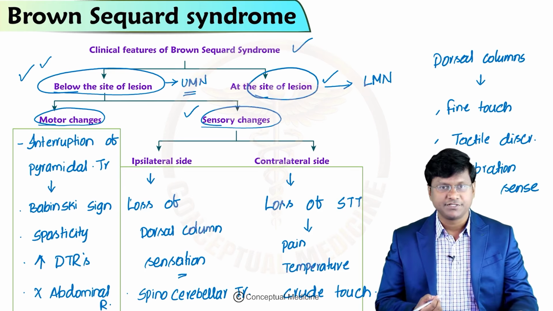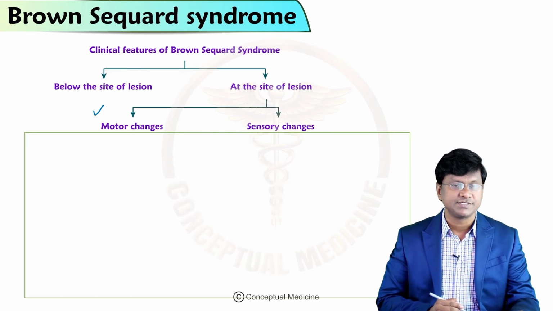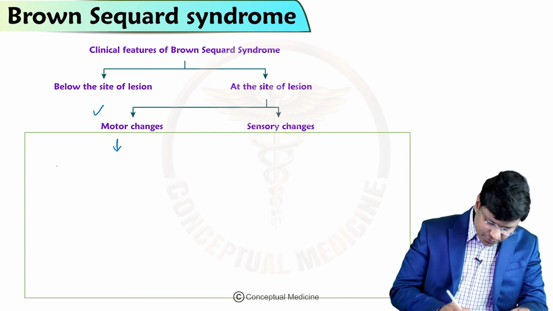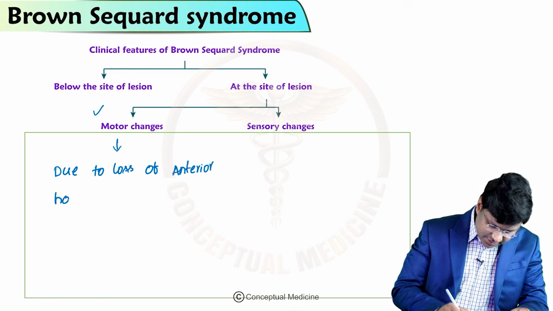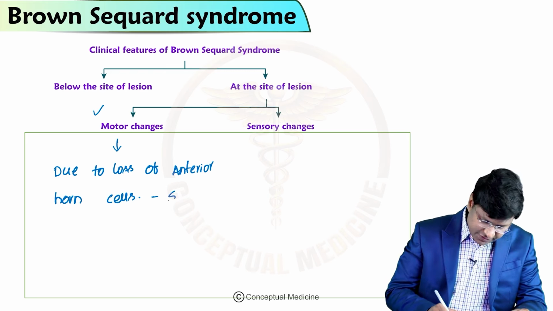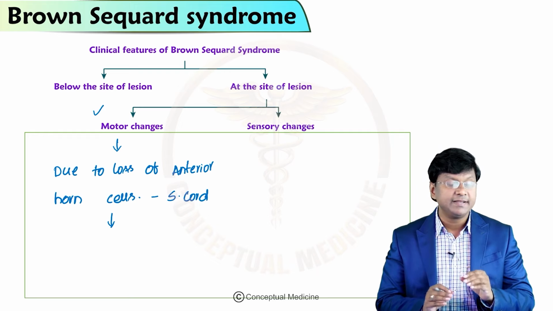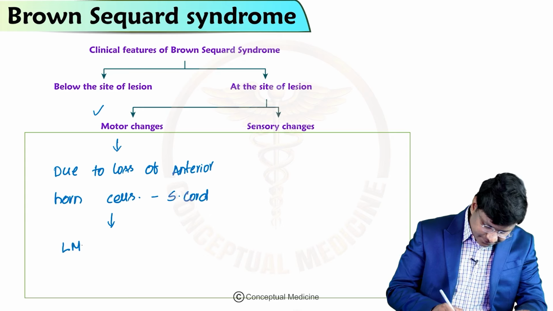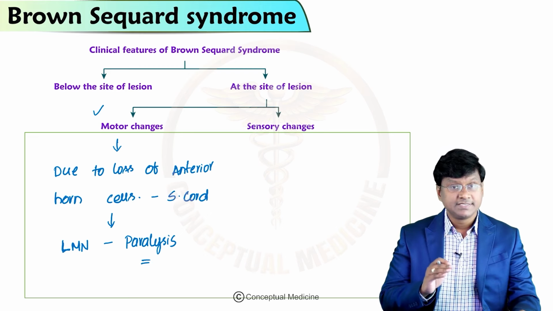At the site of lesion, what will be the features? Right? So if you see at the site of lesion, you will have motor changes and as well as sensory changes. Motor changes, if you see, that is mainly due to loss of anterior horn cells, right? That is due to loss of anterior horn cells of the spinal cord. So anterior horn cell, it is a lower motor neuron, right? It is an element type of cell. So these individuals, they'll have lower motor neuron type of paralysis, right? They'll have lower motor neuron type of paralysis, okay? That is at the site of lesion.